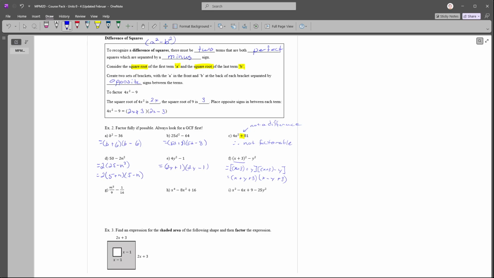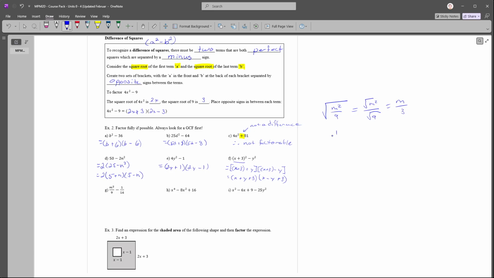This one's not as nice, but it's still doable. What is the square root of m squared over 9? We have a difference, so we just got to make sure that these are perfect squares. Is that a perfect square? Well, this is the equivalent of taking the square root of m squared over the square root of 9, which is equal to m over 3. Oh, okay, that works. That's a perfect square.